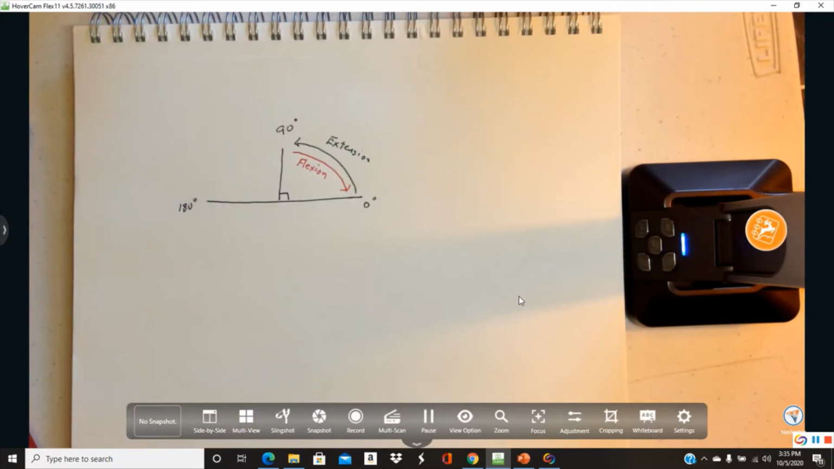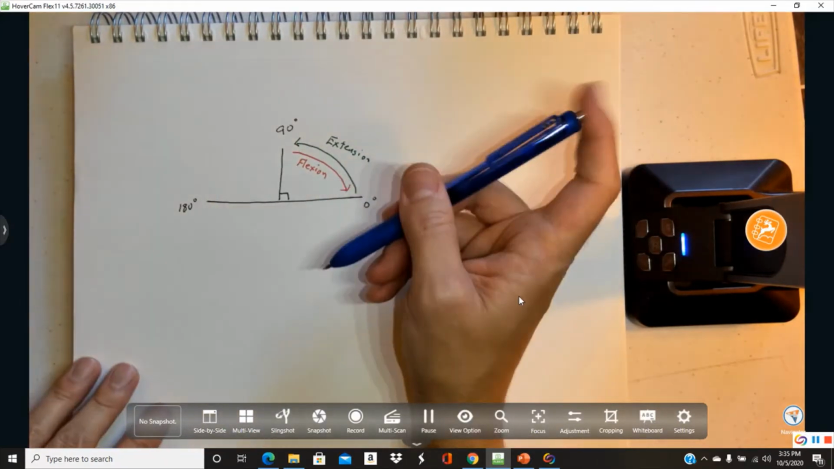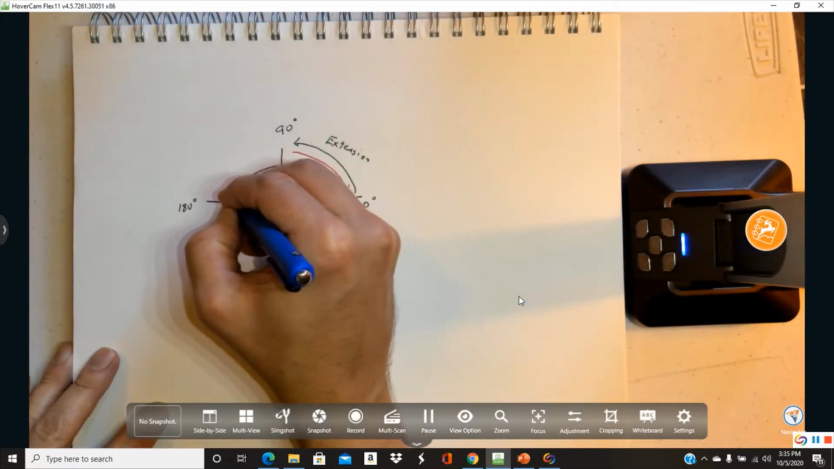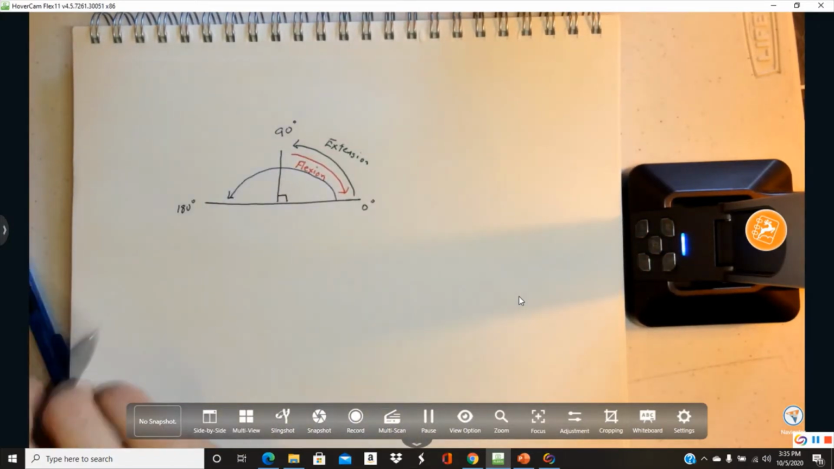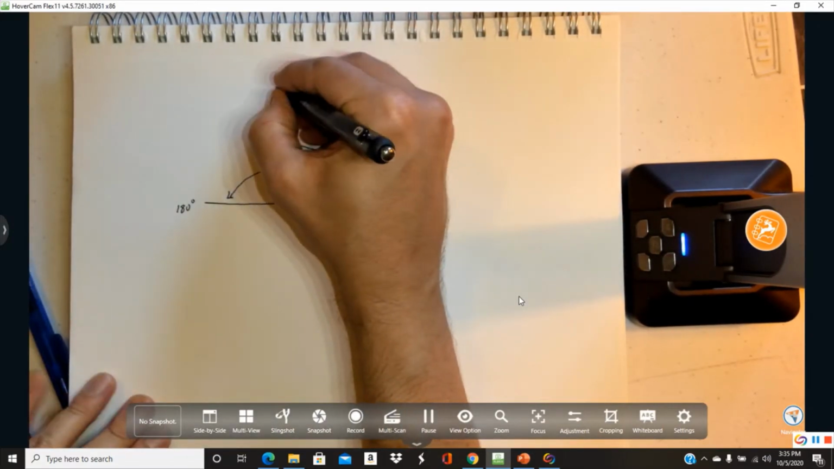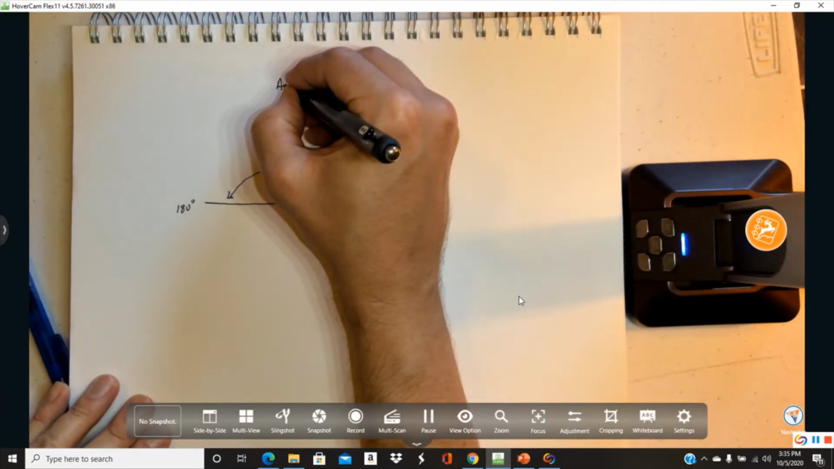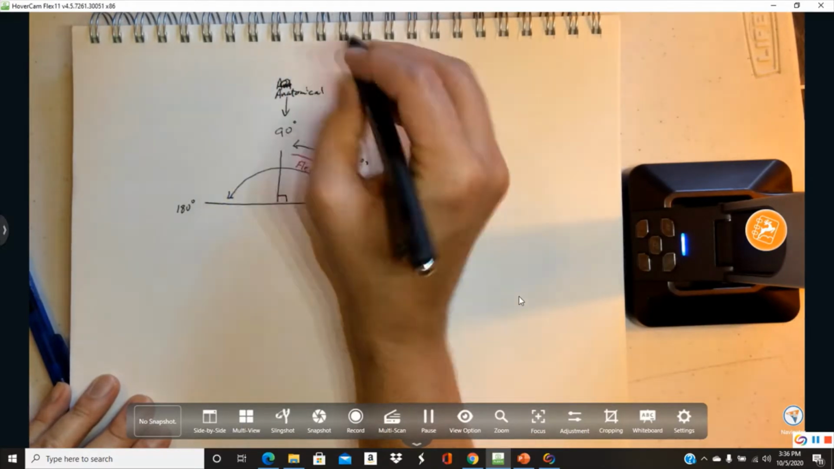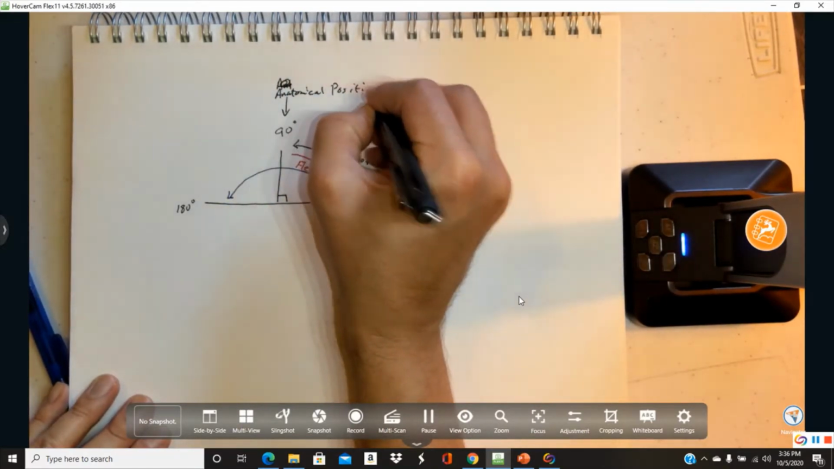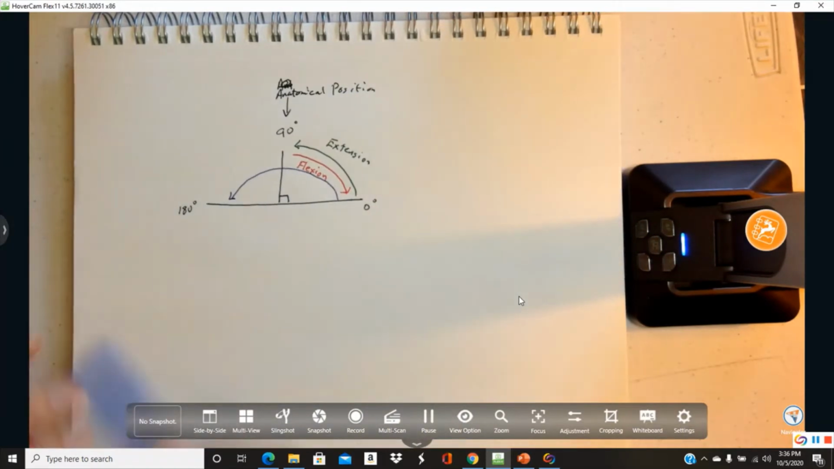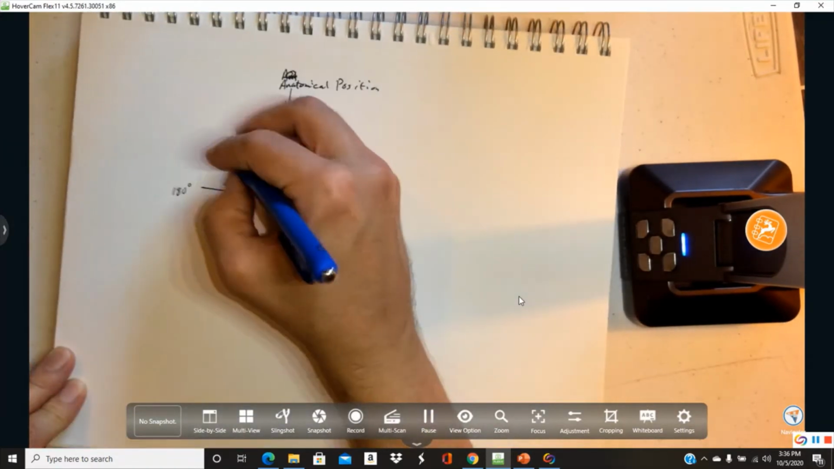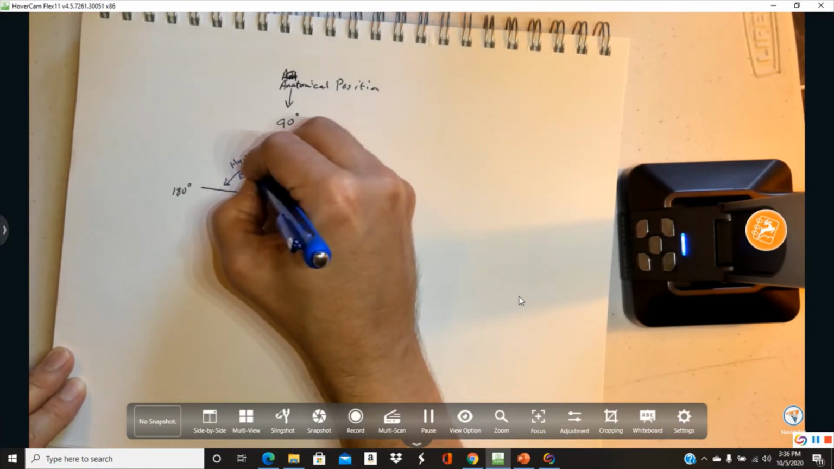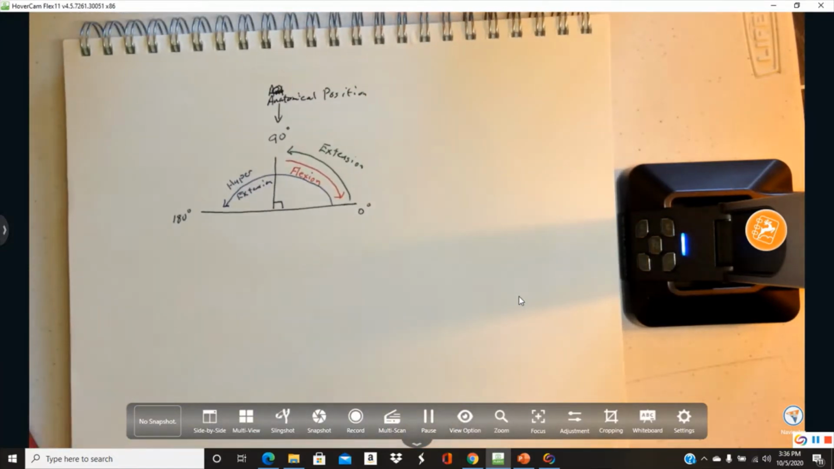Now, another thing that I could do is continue to extend even further. Let's say that 90 degrees was the anatomical position. Let's say that was anatomical position, and the body kept extending past anatomical position. We call that hyperextension. Hyperextension is extension beyond anatomical position.